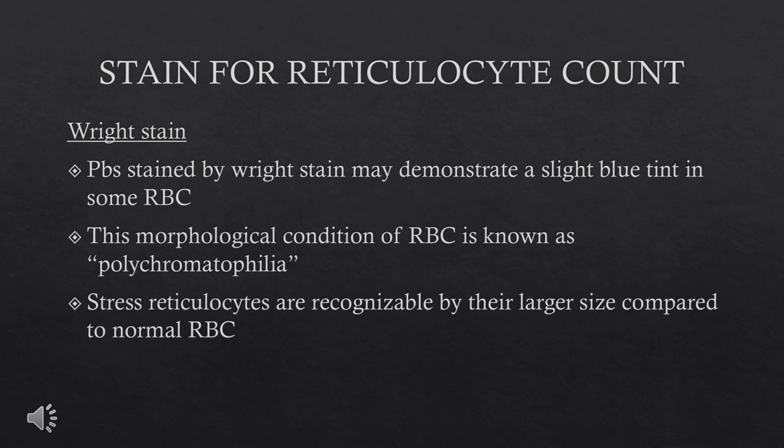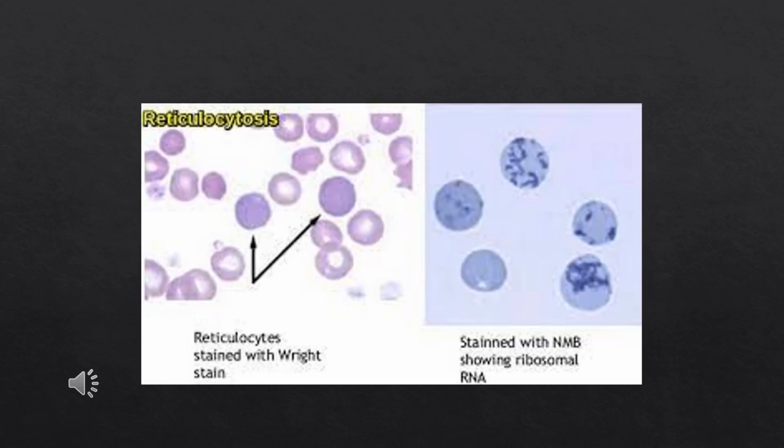We now proceed to the staining of your reticulocyte count. We first have your Wright stain. Your peripheral blood smear is stained by your Wright stain, and then it will demonstrate a slight blue tint in the red blood cell. This morphological condition of your red blood cell is known as polychromatophilia. Your stress reticulocytes are recognizable by the larger size compared to a normal RBC. You can see in the slide, it is very hard to identify reticulocytes in your Wright stain.